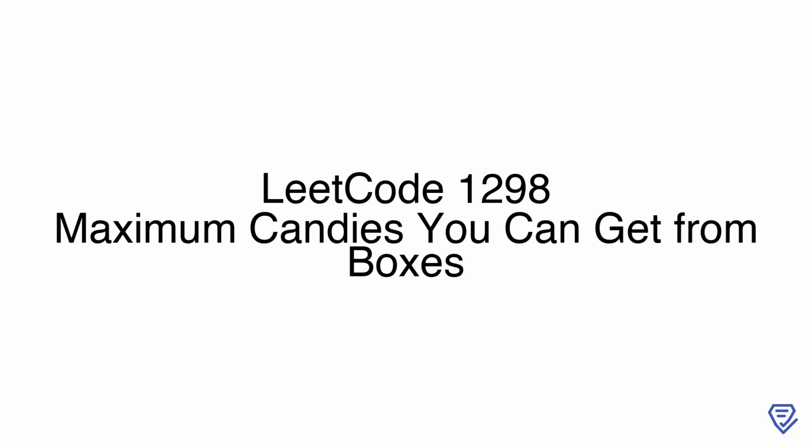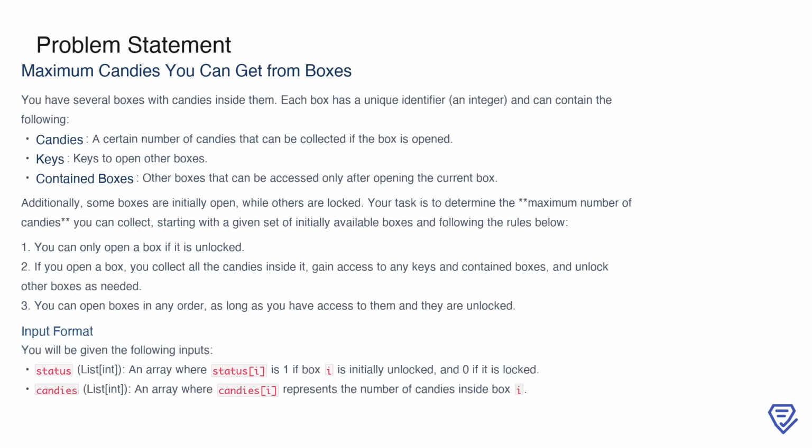Let's dive in. In this problem, you are presented with several boxes, where each box is uniquely identified by an integer. These boxes can contain three things: candies, keys, and other boxes. If a box is unlocked, you can open it to collect all the candies inside, and you also gain access to any keys and contained boxes it holds. However, if a box is locked, you cannot open it unless you have the corresponding key.